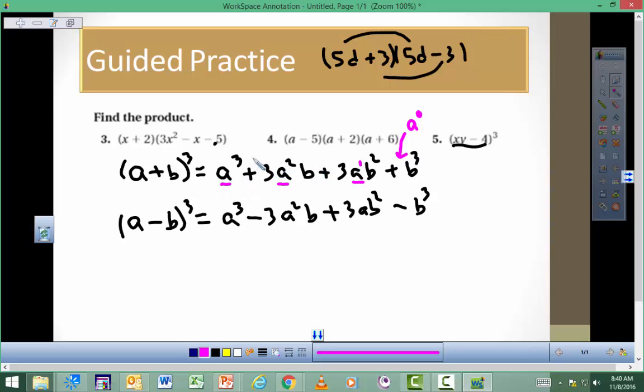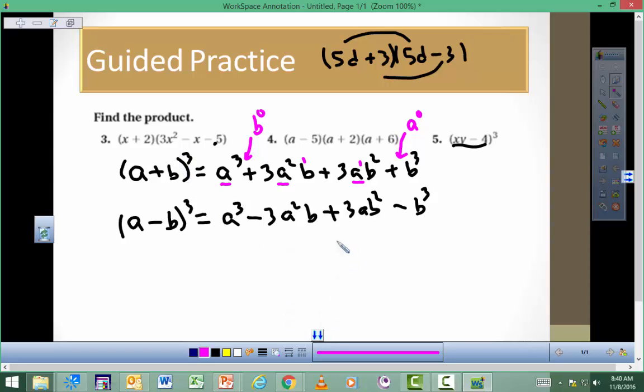Now on the other hand, the B's go up by 1 as you move to the right. If you wanted to, you can think of it as a B to the 0, and of course B to the 0 is 1, so we don't put it in there. But you have 0, 1, 2, 3. So as you move from left to right, the A's go down by 1, the B's go up by 1. Does that make sense? That's if you want to try and memorize it, but like I said, it is written up there already.